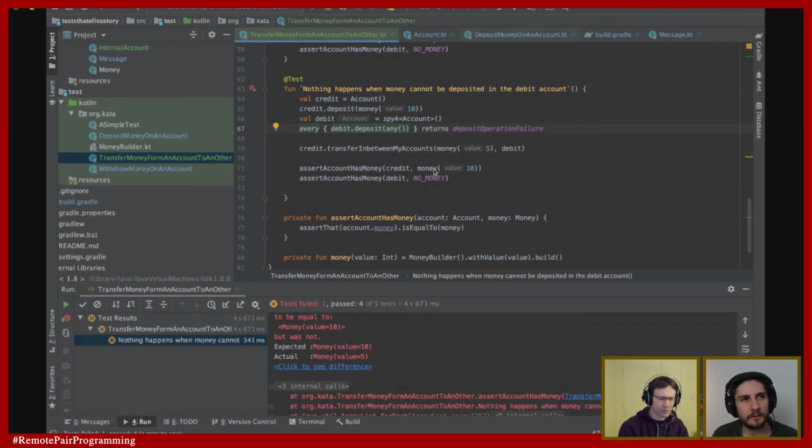Mockito works the same way, I think. Yeah, but by default, it's not doing that. It's doing spies. Okay.